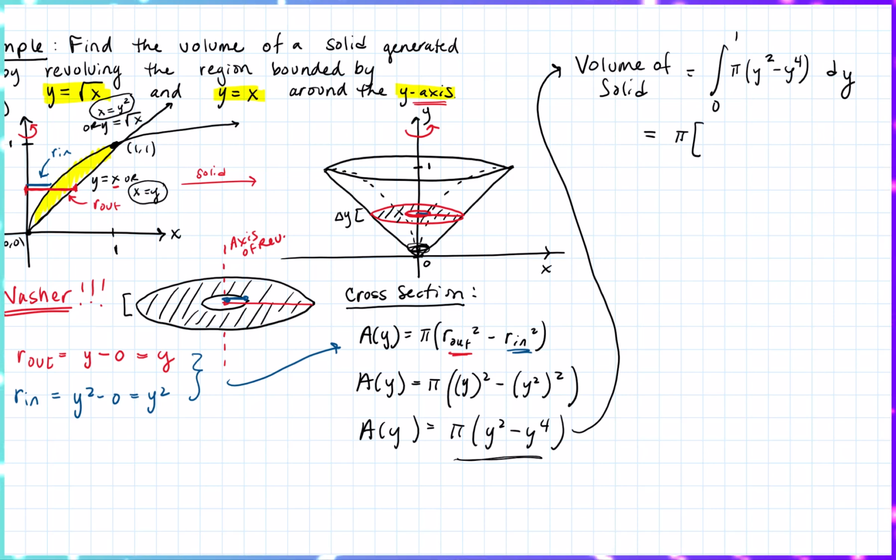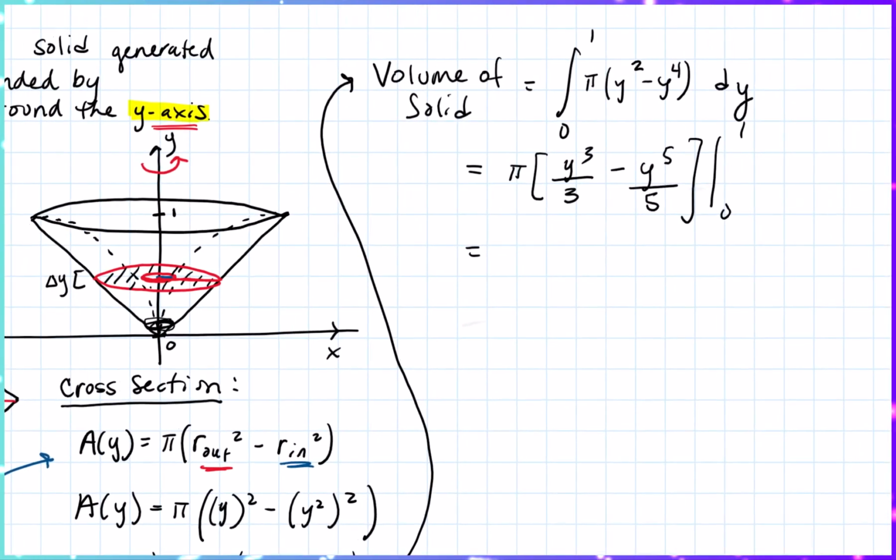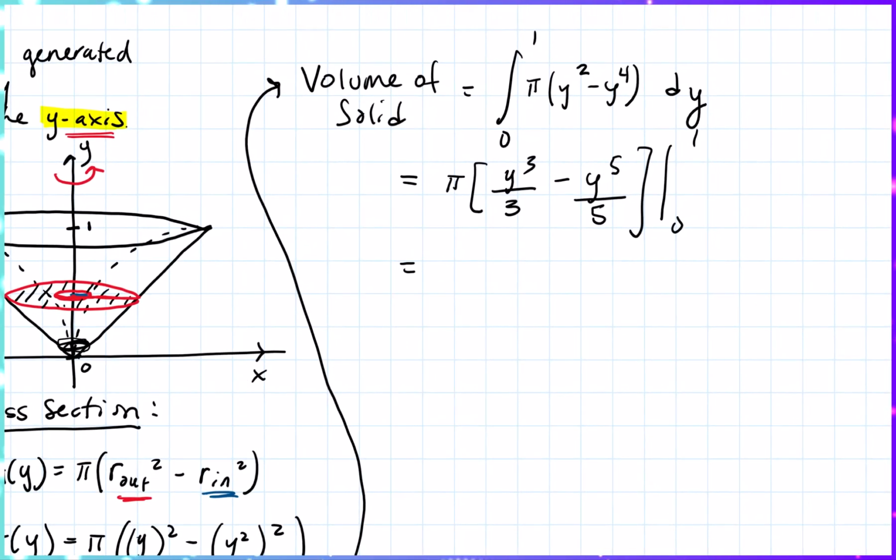And so the volume ends up simply being pi times the integral. Let's go ahead and integrate. That's a pretty simple integral, just basic integral rules, our power rule. So y cubed over 3 minus y to the fifth over 5, evaluating from 0 to 1. I'm zoomed way out and it's hard to write like that, so let's zoom in a little bit.